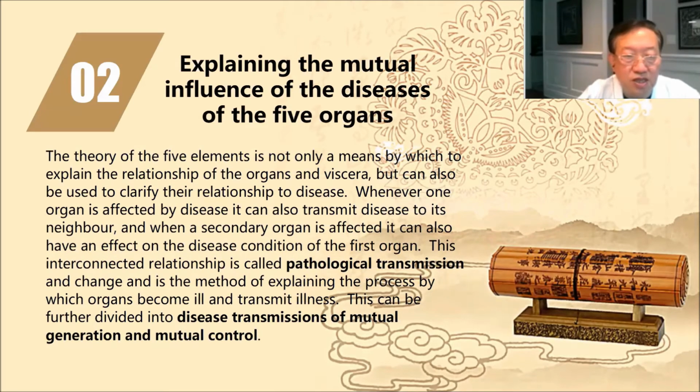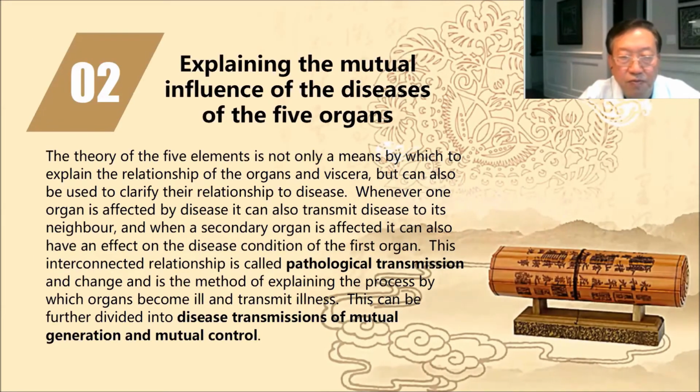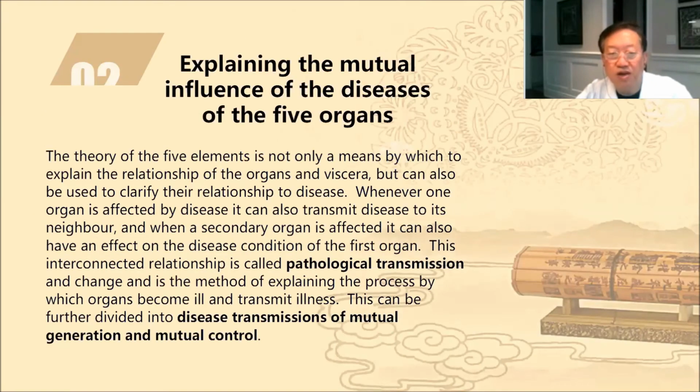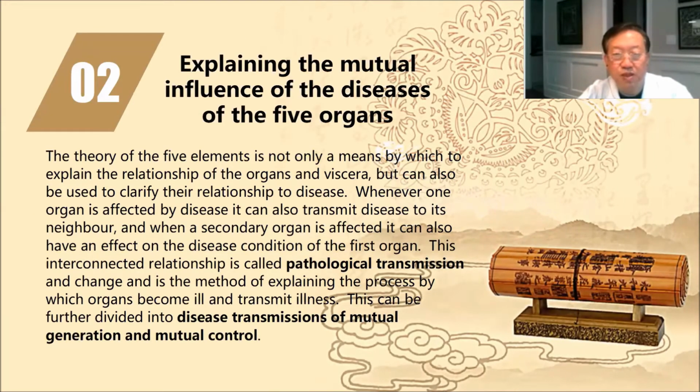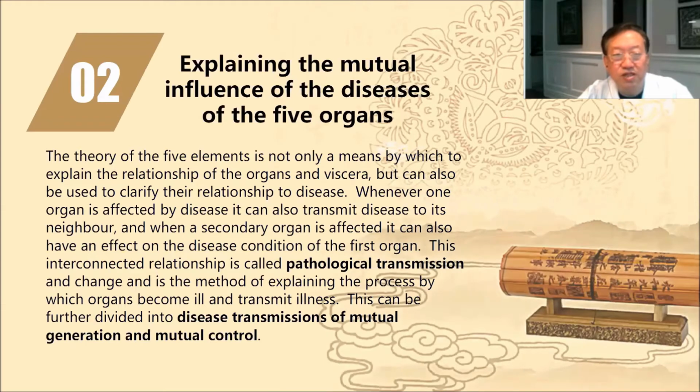Part 2, explaining the mutual influence of the diseases of the five organs. The theory of the five elements is not only a measure by which to explain the relationship of the organs and viscera, but can also be used to clarify their relationship to disease.